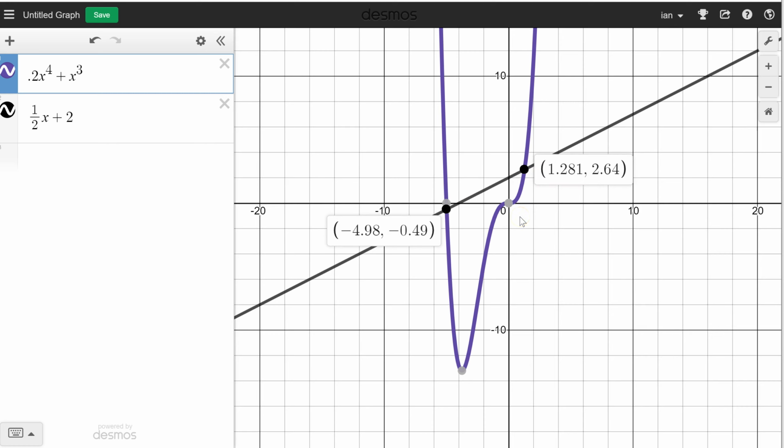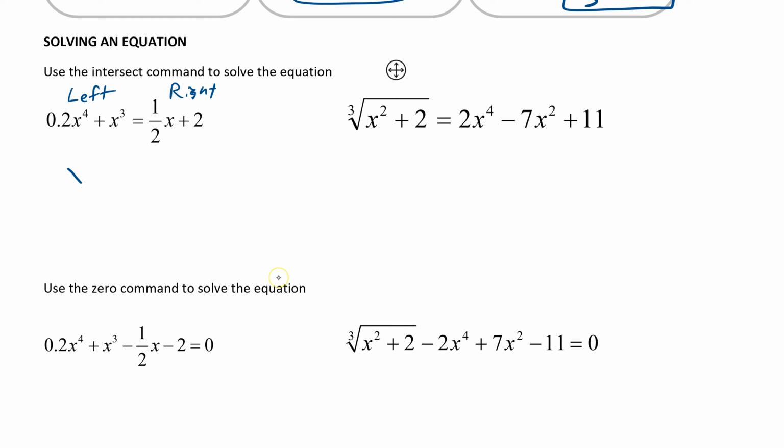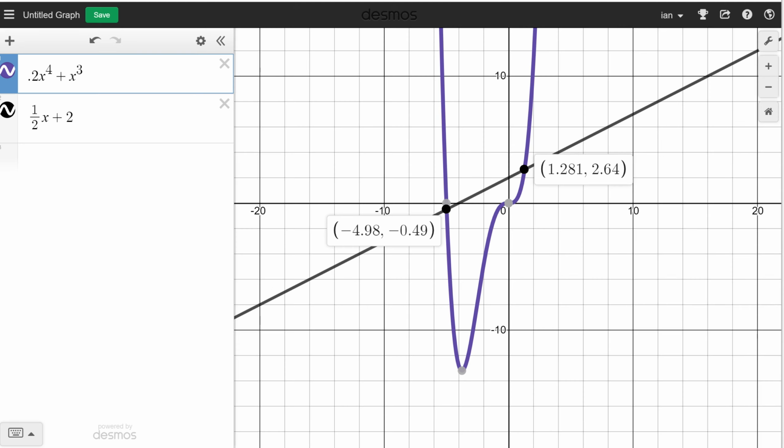Negative 4.98 and 1.281. So x equals negative 4.98, and x equals 1.281.